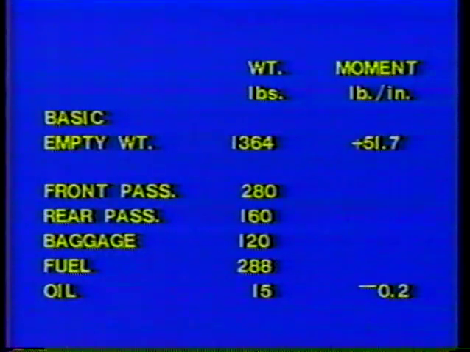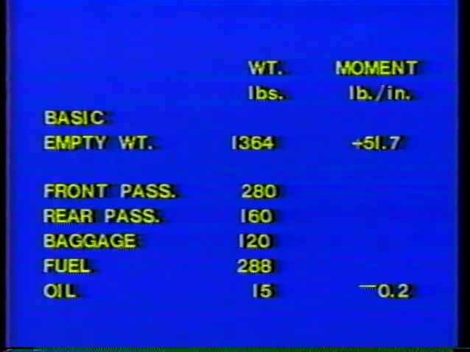Let's fill in the worksheet using the graph to see what our individual total values for weight and moment are for these conditions. From the documents in the airplane, we obtain the empty weight and moment. Empty weight is 1,364 pounds, and the moment is 51.7 pound-inches. The 51.7 pound-inches is obtained from the airplane's current weight and balance records.